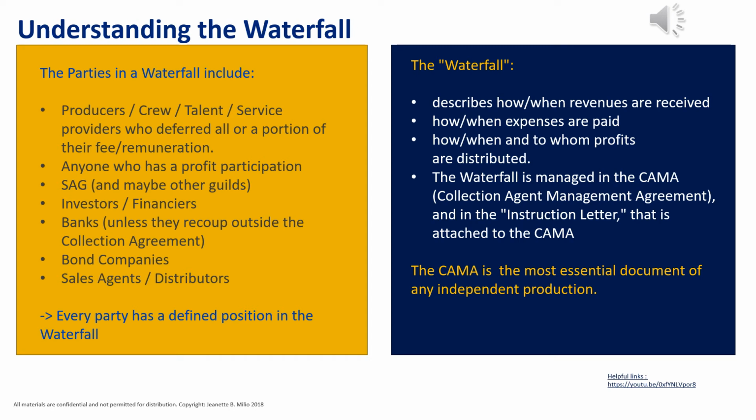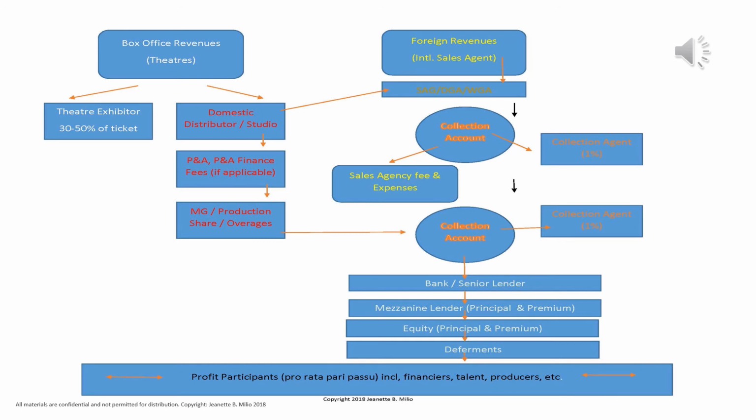The waterfall describes how and when revenues are received, how and when expenses are paid, how and to whom profits are to be distributed. And it is managed through the collection agent management agreement and the instruction letter that is attached to the CAMA. The collection agreement is one of the most important agreements you will ever enter into when you do your project. It's a pretty little picture here that kind of shows you what happens when you have a theatrical movie which has box office revenues that need to be recouped.